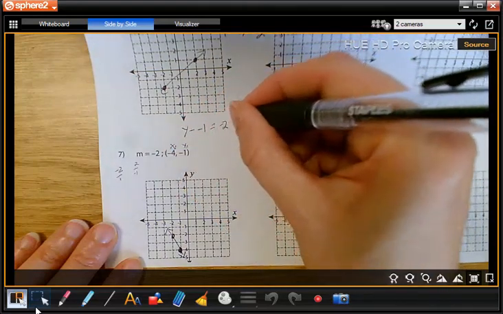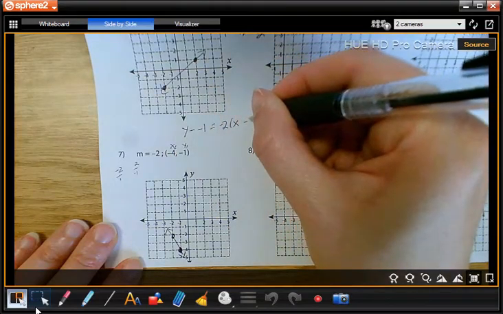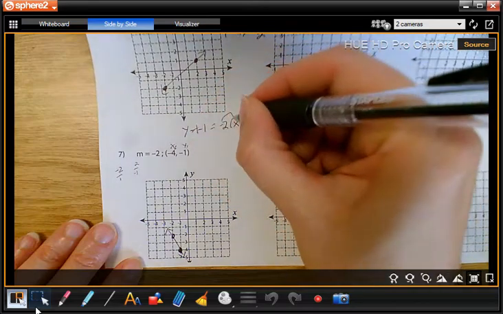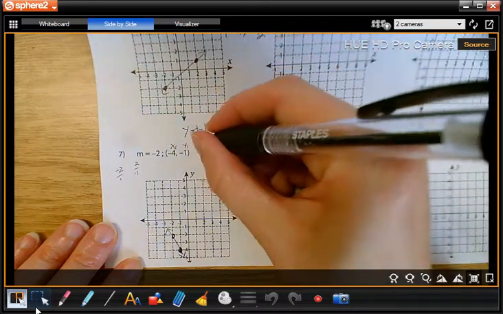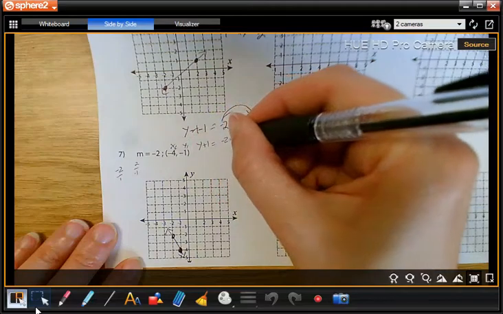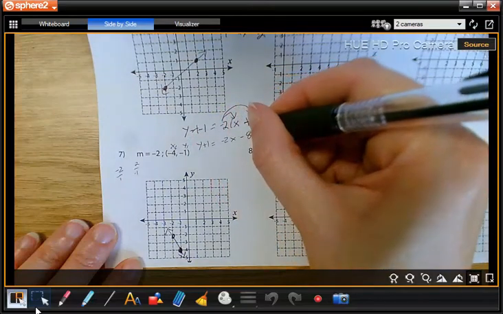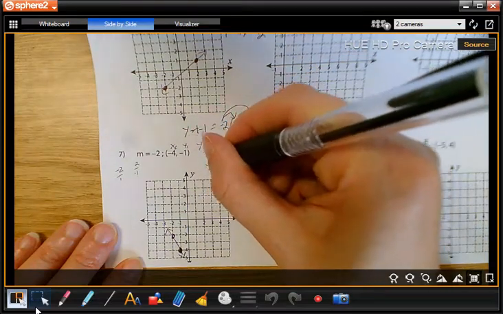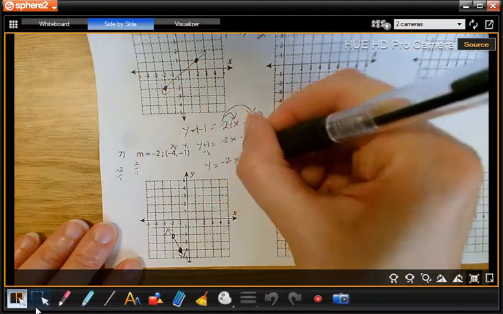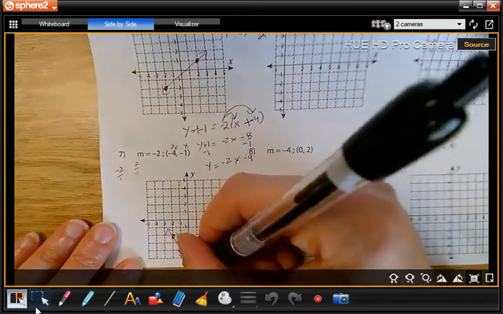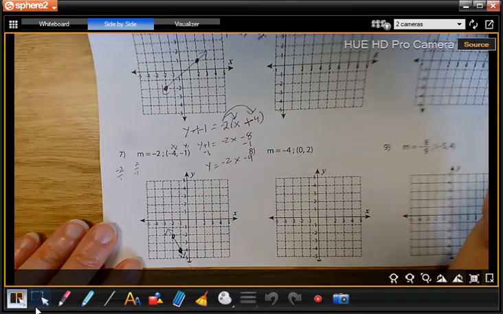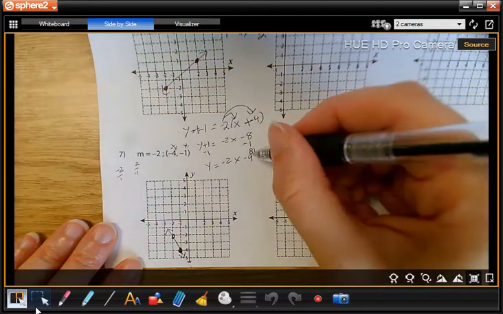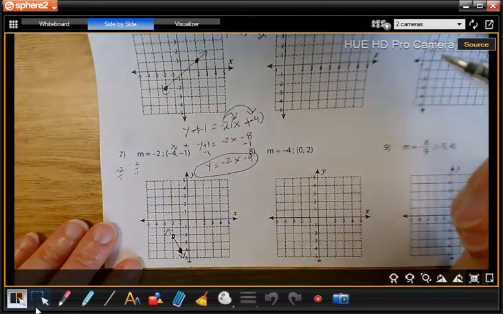equals m times x minus x1. Two negatives make a positive. Distribute. y plus 1 equals -2x minus 8. I subtract 1 from each side, and I get y equals -2x minus 9. Well, that's why it's not showing up in here, because it would be much further down, it'd be -9. Okay, so that's it.